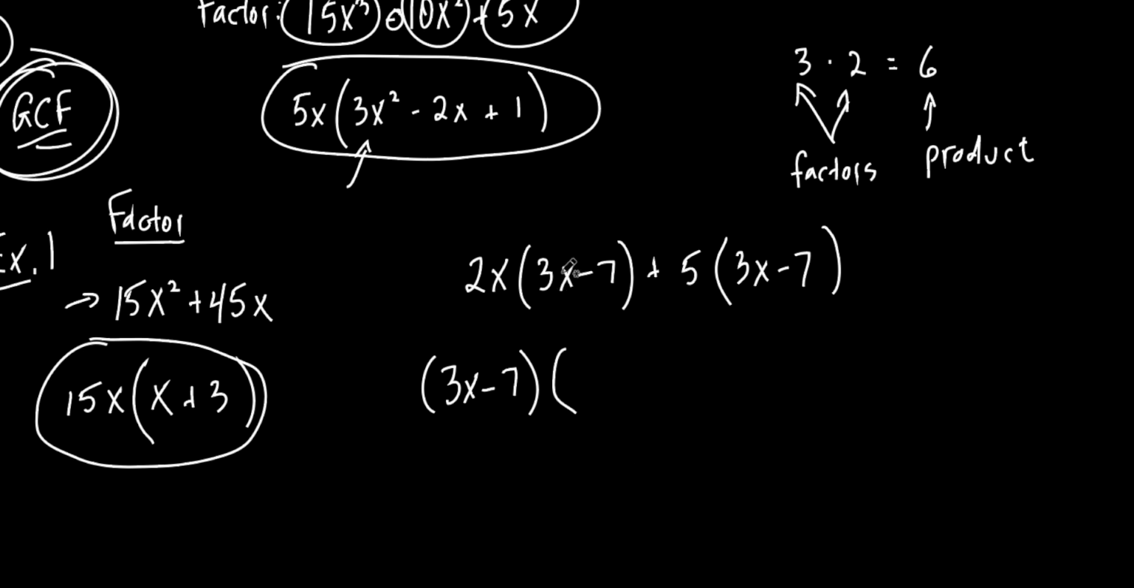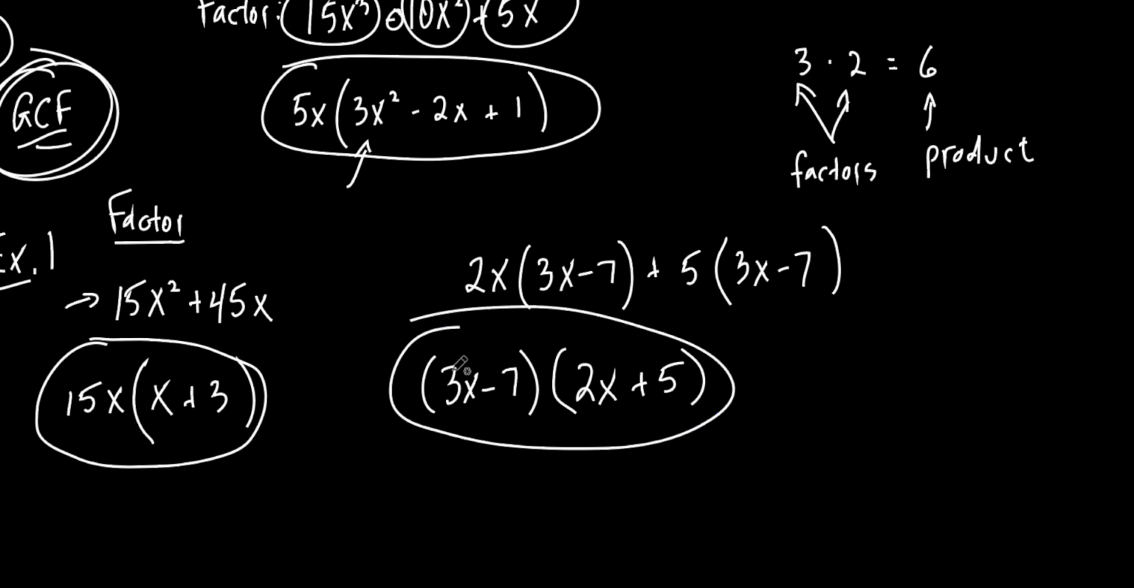Thank you. All right, so now what I'm going to do is what we did before. We've done this twice already. So I take this and divide it by my greatest common factor. If I take this and divide it by 3x minus 7, what am I left with? Just the 2x. Put your sign, plus. Now I'm going to take this and divide it by 3x minus 7. What do I get? A 5, and there you go. Now it's factored.